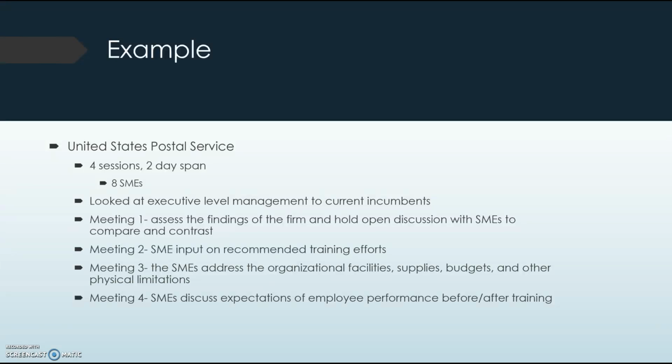Meeting 2 focused on SME input about recommended training efforts for that job. Meeting 3 focused on the SMEs addressing the organizational facilities, supplies, budgets, and other physical limitations of the job. And the 4th meeting focused on SME discussions about expectations of employee performance before, during, and after training. This example shows the process of using meetings of SMEs to gain input and information about the job by splitting them up and gaining their input on tasks and KSAOs.